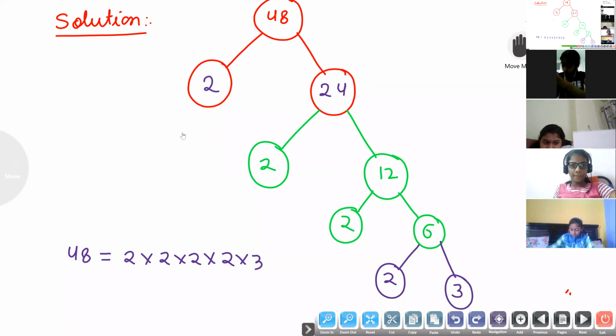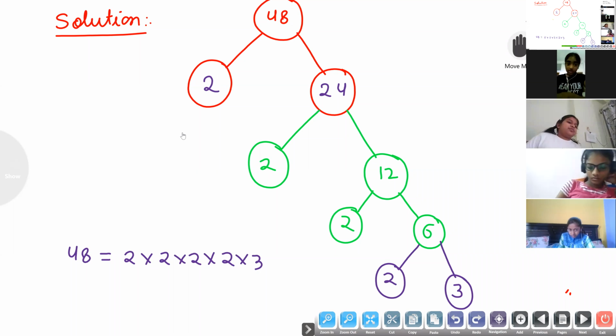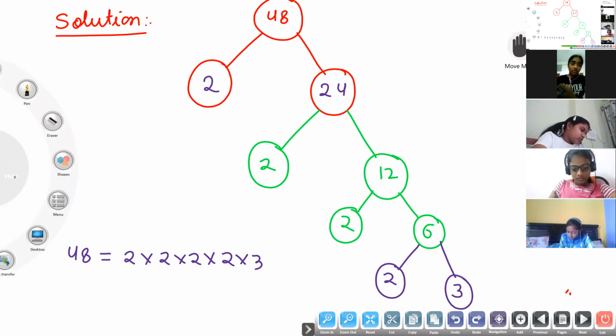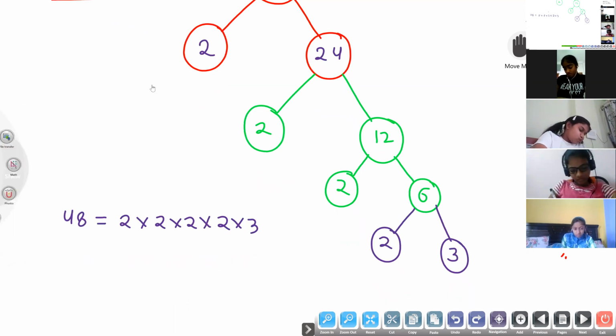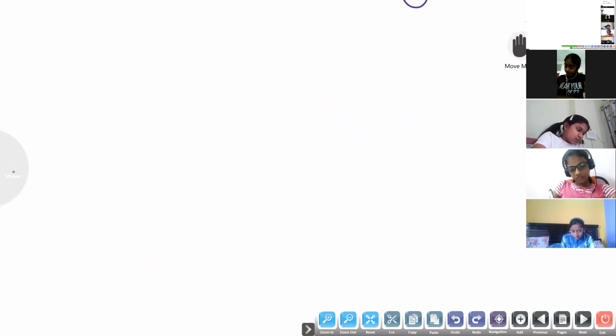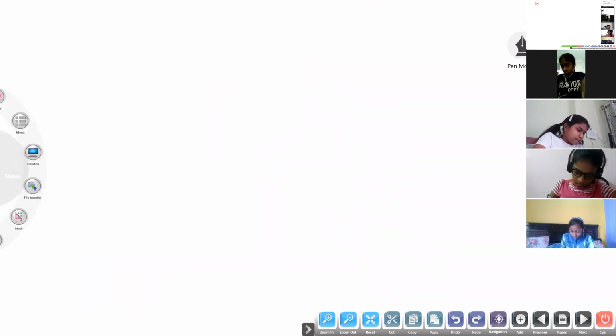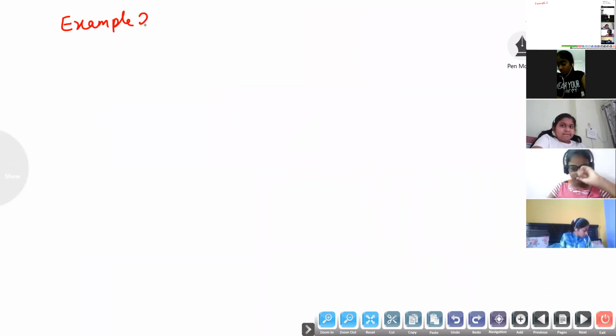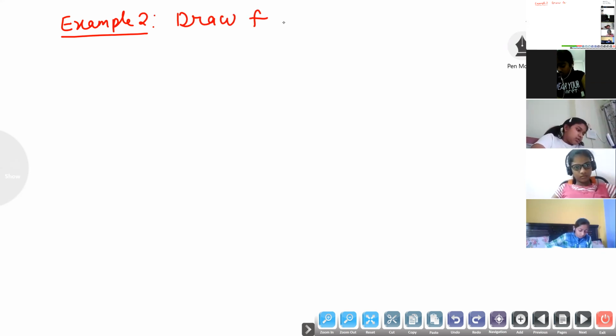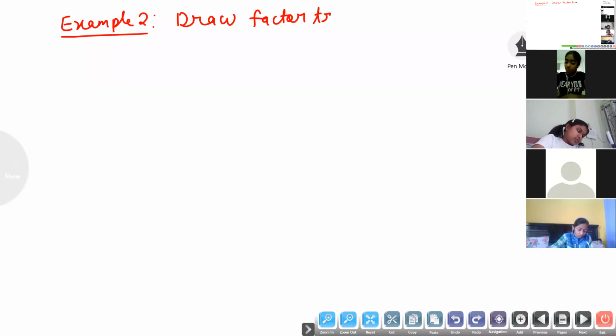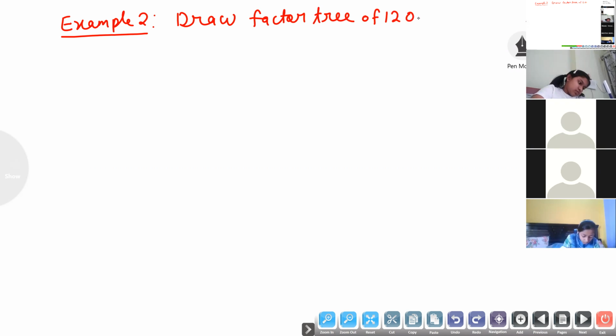Second example, draw factor tree of 120. Solution.